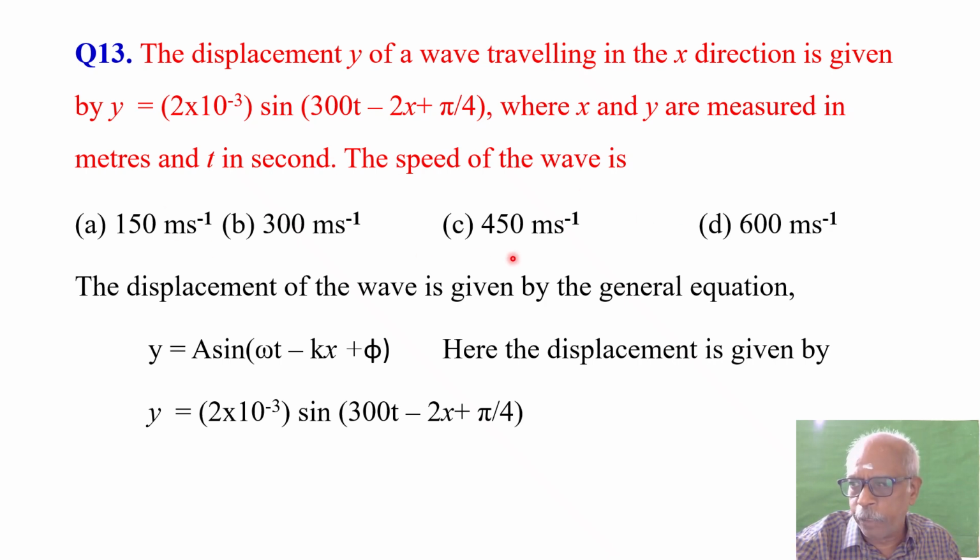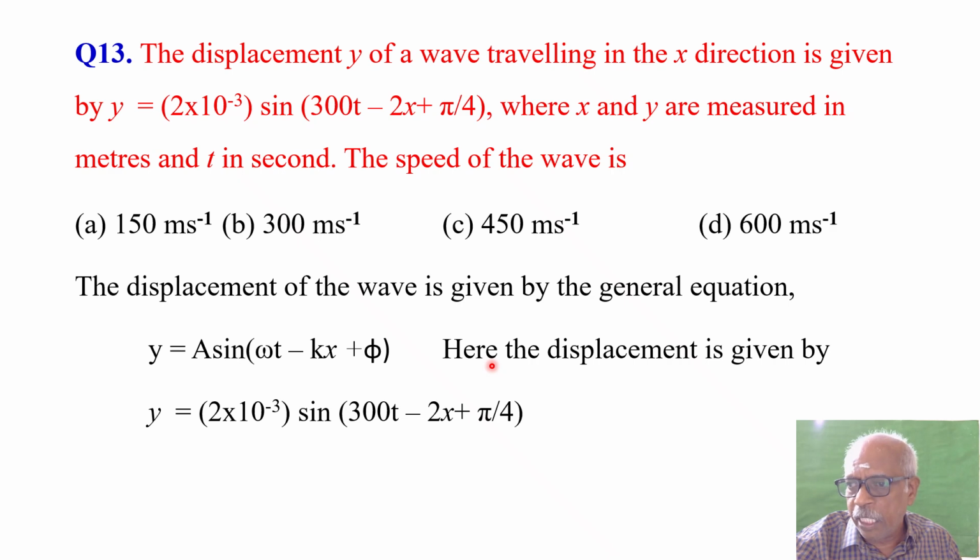How to solve this problem? The displacement of the wave is given by this equation here. But what is the general equation? The displacement of the wave is given by the general equation y = A sin(ωt - kx). If there is a phase difference, plus φ. Normally at times we close it here, but whenever there is some phase difference, plus φ.